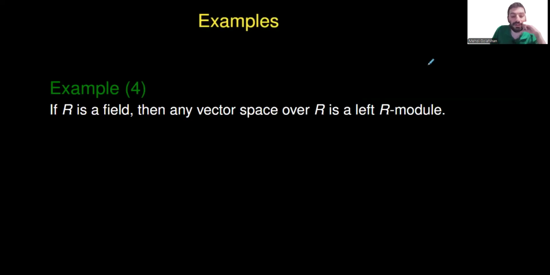If R is a field, then any vector space over R is a left R module, so this is clear. For example, if R is the real number field, then any vector space over the real numbers is also a left R module. Actually, we'll see later that it would also be a right R module when we learn what a right R module is.